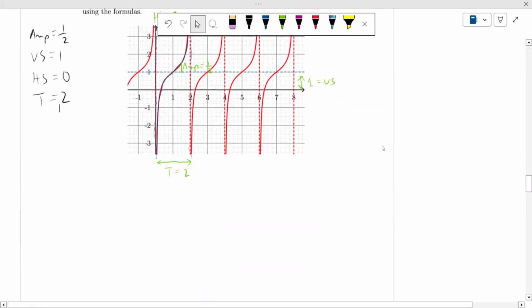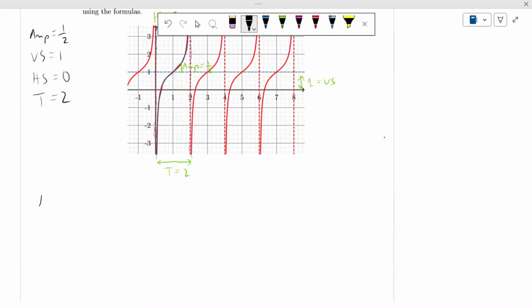All right. So now that we have that, the amplitude is always the absolute value of A. But as we noted earlier, this is an upside down cotangent graph, so in that case, we're going to have negative A. Negative A would be equal to 1/2, which means that my A is negative 1/2.